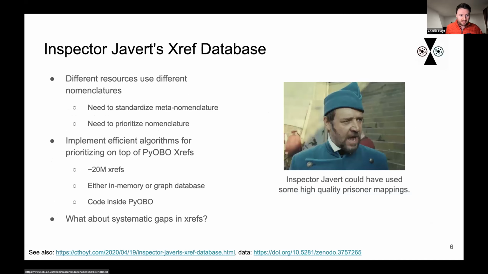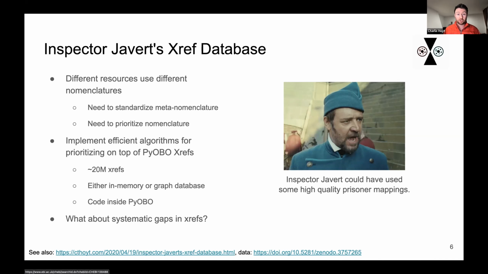So moving a little bit forwards, one of the things that really interests me is mappings between different resources. And we talked about this earlier as well. So first of all, we need to standardize meta nomenclature. What I mean by that is, when you're doing data integration, if you have two different data resources, they may use different prefixes to talk about the same thing. So we need to standardize our prefixes. And then we need to prioritize our nomenclature. So if we have a DrugBank query and a ChEMBL query, both referring to the same thing, we have to decide which query we want to standardize to so we don't have duplicates.